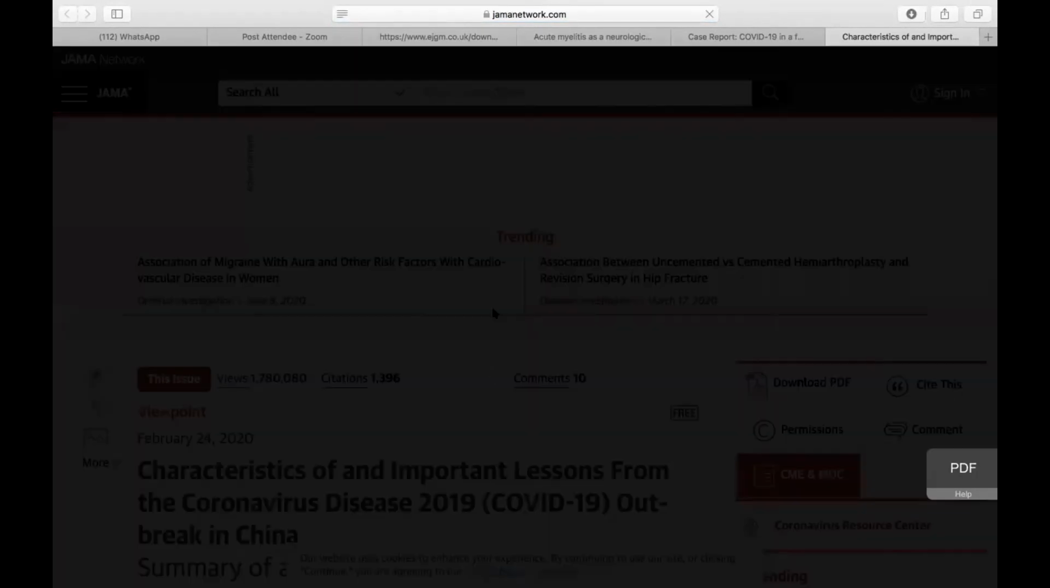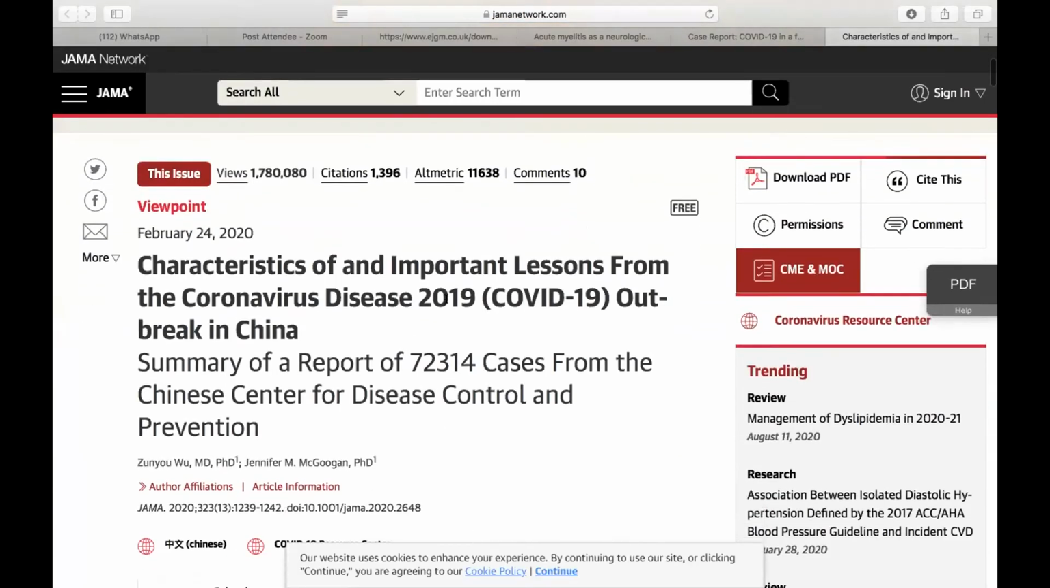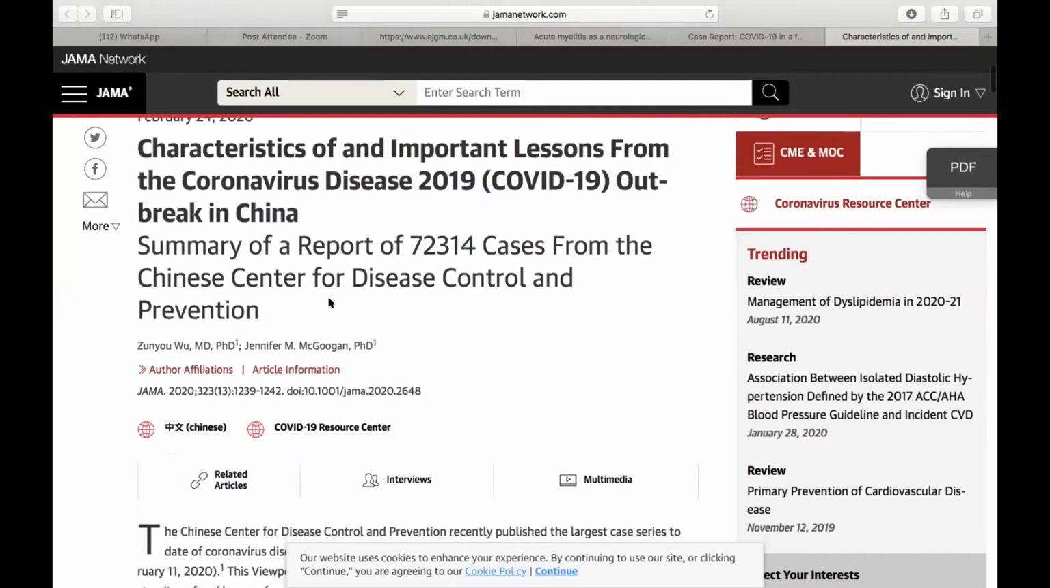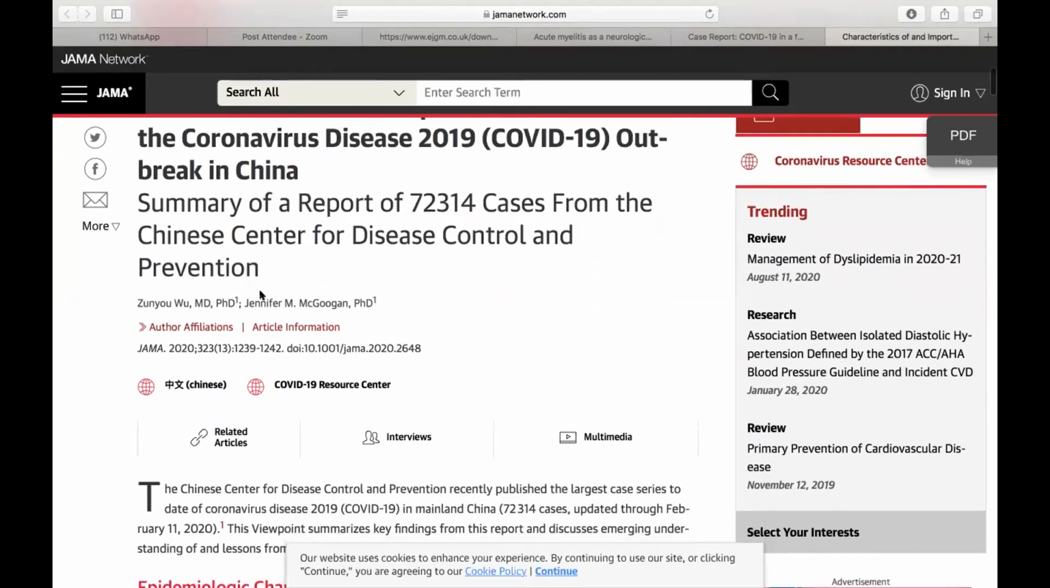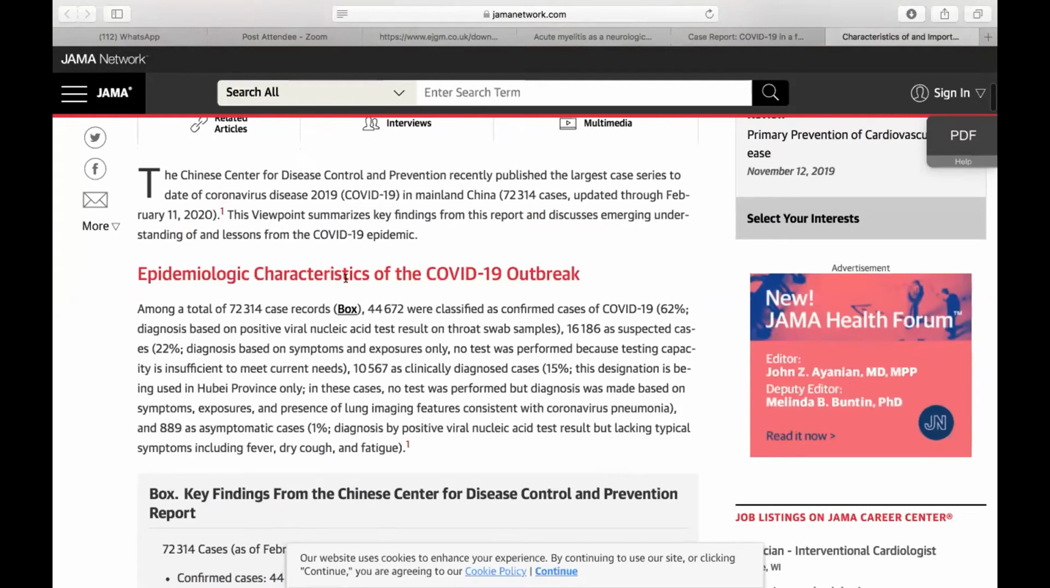Okay. Characteristics of and important lessons from a coronavirus disease 2019 outbreak in China: a summary of a report of approximately 72,314 cases from the Chinese Center for Disease Control and Prevention. What did they do? They described the epidemiological characteristics.